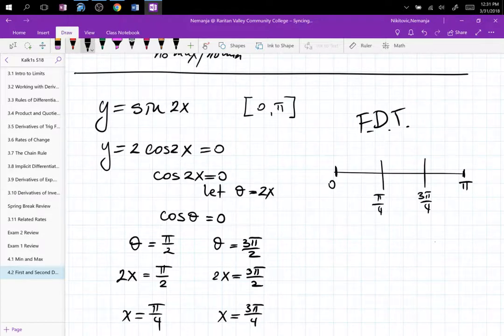We need to pick test points. So what's a number between 0 and pi over 4 that we can use? Well, hopefully pi over 8, because that's halfway in between. Between pi over 4 and 3 pi over 4, we have 2 pi over 4 in between. Well, that's pi over 2 as a test point. And over here, 3 pi over 8 again. You can average, add those if you want to.